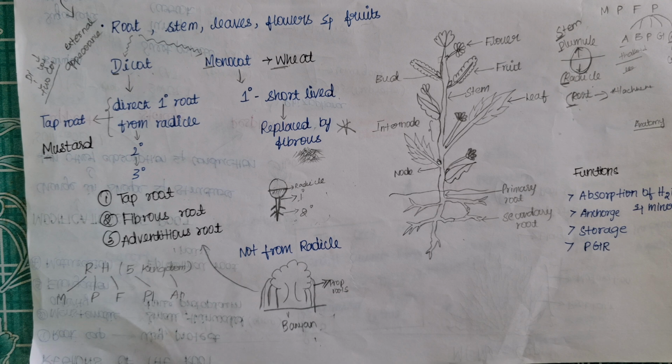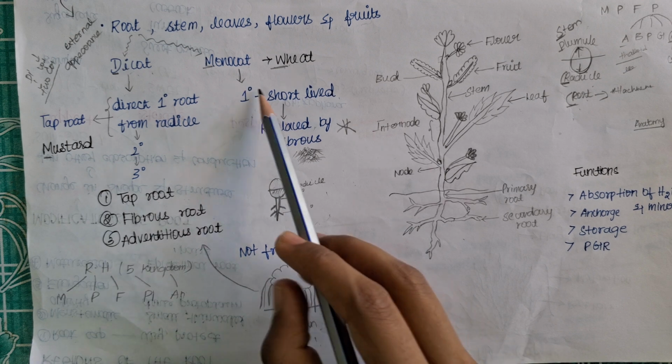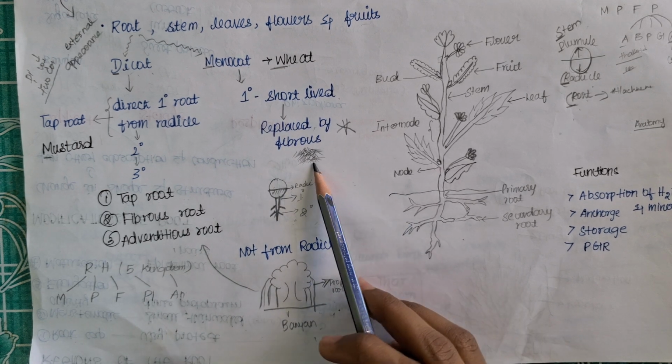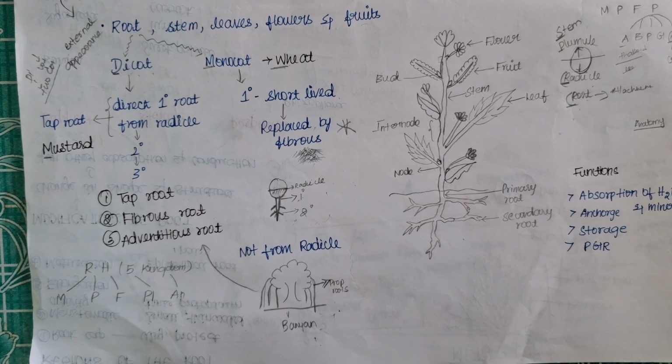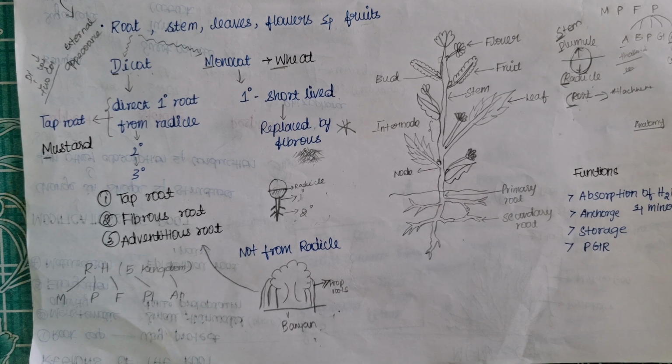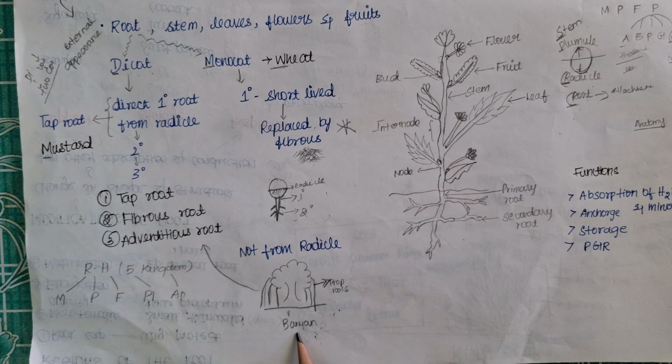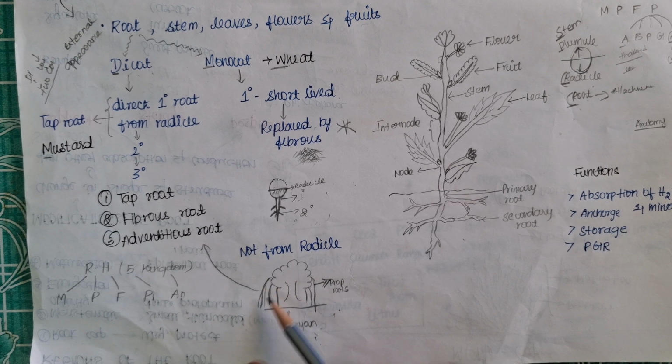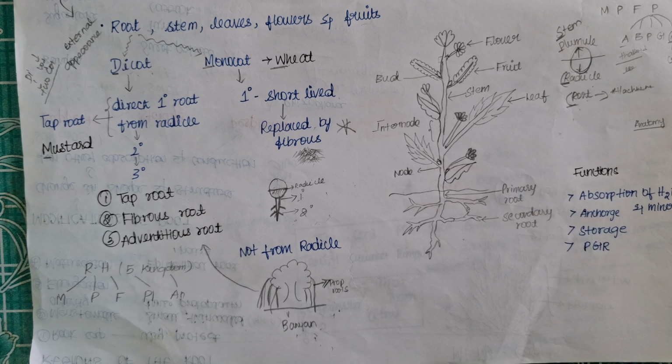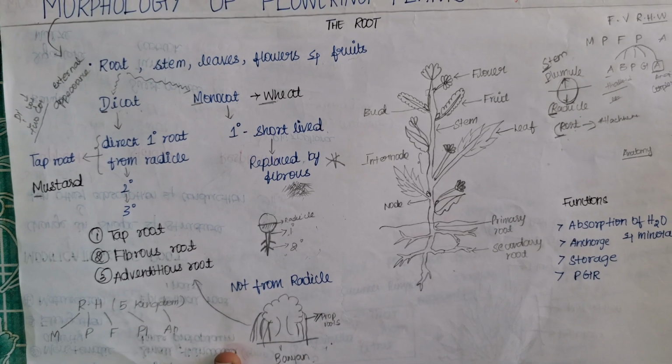Now we will talk about monocot root. Fibrous root. What is fibrous root? In fibrous root, the primary one will be short-lived and it will be replaced by fibrous roots. The example is wheat. Now comes the third one, which is adventitious root. In adventitious root, the example we could say is the banyan tree, which is known by many people, right? So we could see these are hanging from the shoot part, not from the radicle. So this is the adventitious root. I hope you are clear with the root now, right?